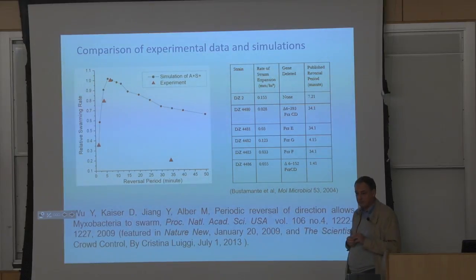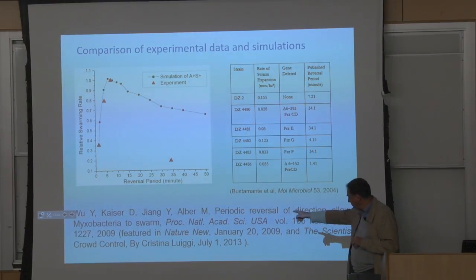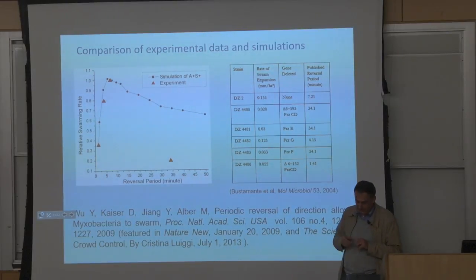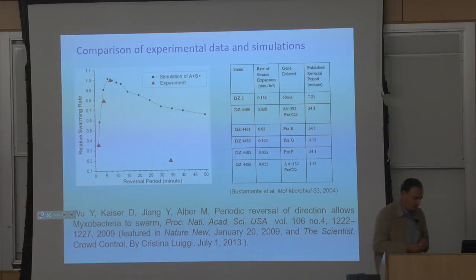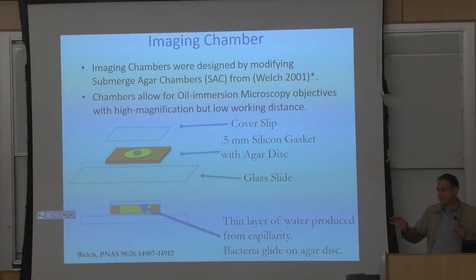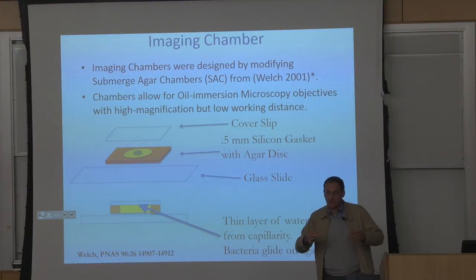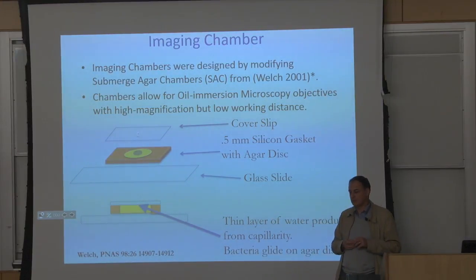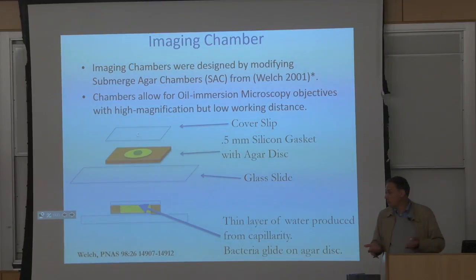So we got confirmation. We published a paper in PNAS, and then it was featured in Nature and later in The Scientist. The title of the Nature News article was, for bacteria to go forward, it needs to go backwards. Go figure. And now people are using similar behavioral algorithms to arrange groups of robots to do things together and move together. So we decided to improve the experiment.